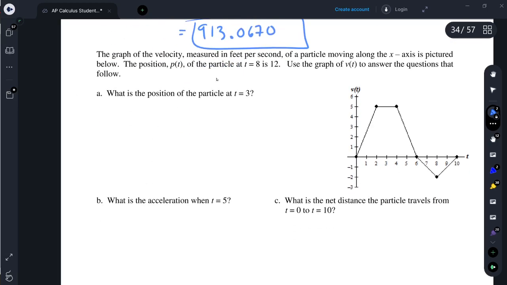All right, next up, we have the graph of the velocity. And so instead of having an equation, we're going back to graphs. And so we want to make sure we remember that derivative is our slope and an integral is our area under the curve.